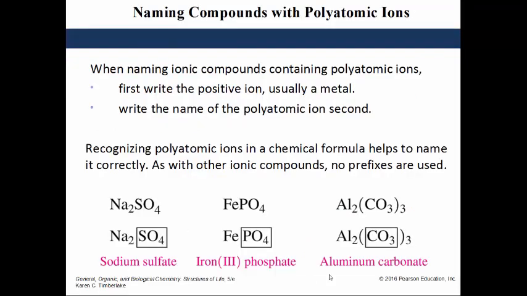Alright, some steps when you're naming an ionic compound with polyatomic ions. First, you need to find the positive ion, usually a metal, and then write the name of the polyatomic ion second. So here are some common examples.